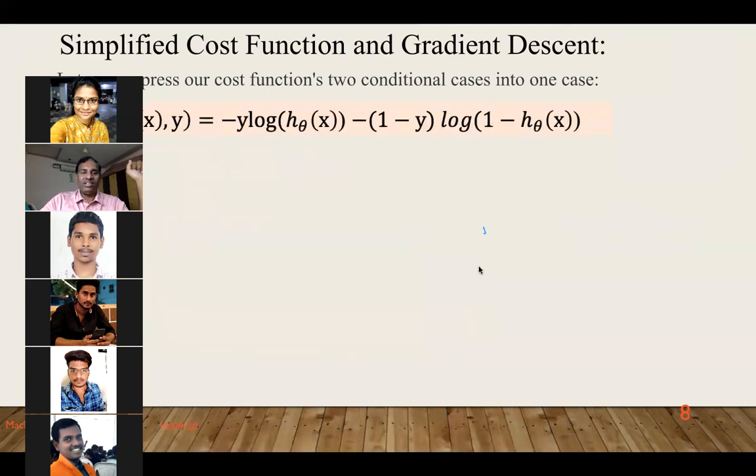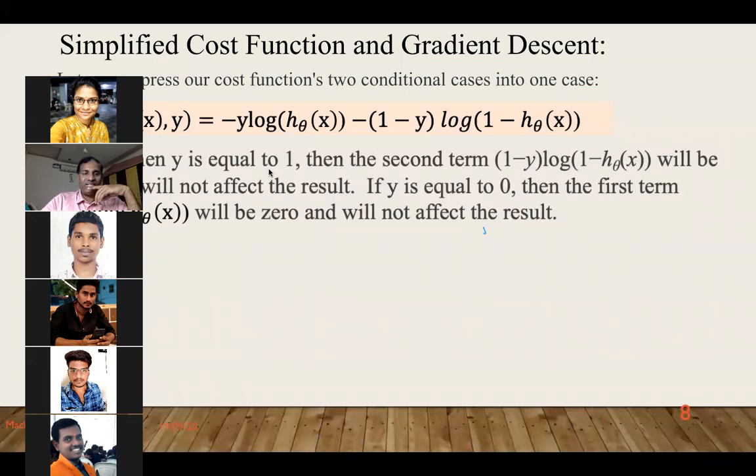So we will write only one equation for h theta x equal to 1 and h theta x equal to 0 also. Cost of h theta x, y equals minus y log h theta x minus (1 minus y) log of 1 minus h theta x. Note, when y is equal to 1, then the second term, 1 minus y. If y equals 1, then the second term becomes 0. Only the first term will give you the cost.